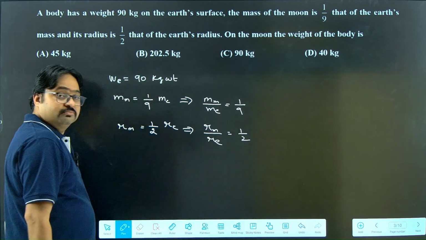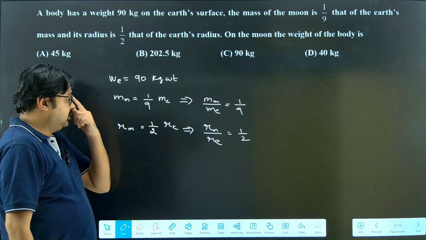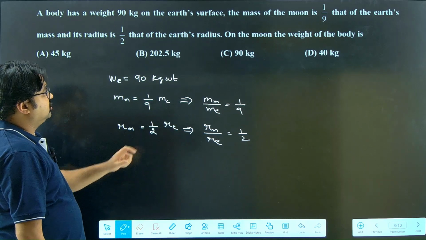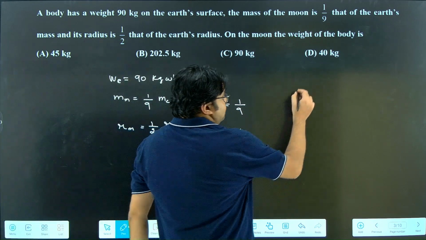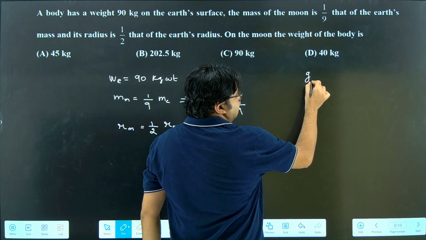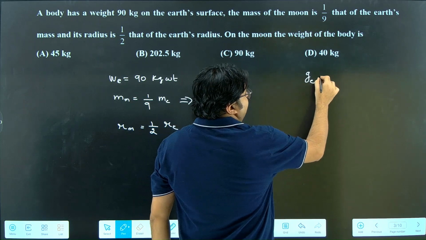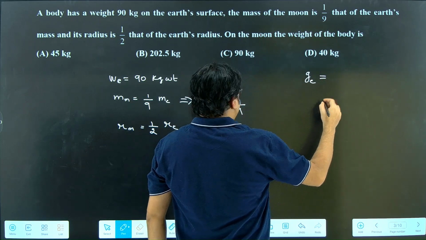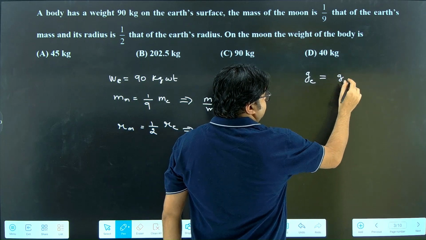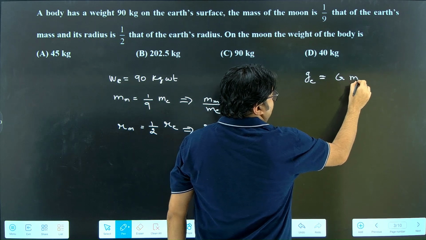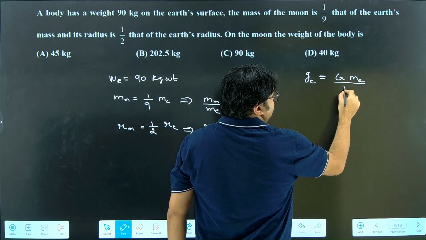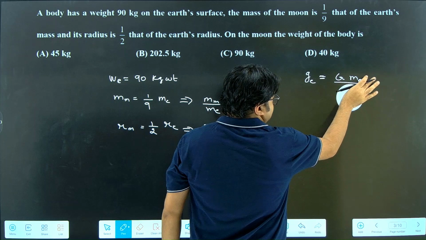These ratios will prove themselves useful in the process of solving the question. On the moon, the weight of the body is, let's try to figure this out. Let us write an equation for acceleration due to gravity on the surface of the earth. You have g equal to capital G into mass of the earth divided by square of the radius of the earth.